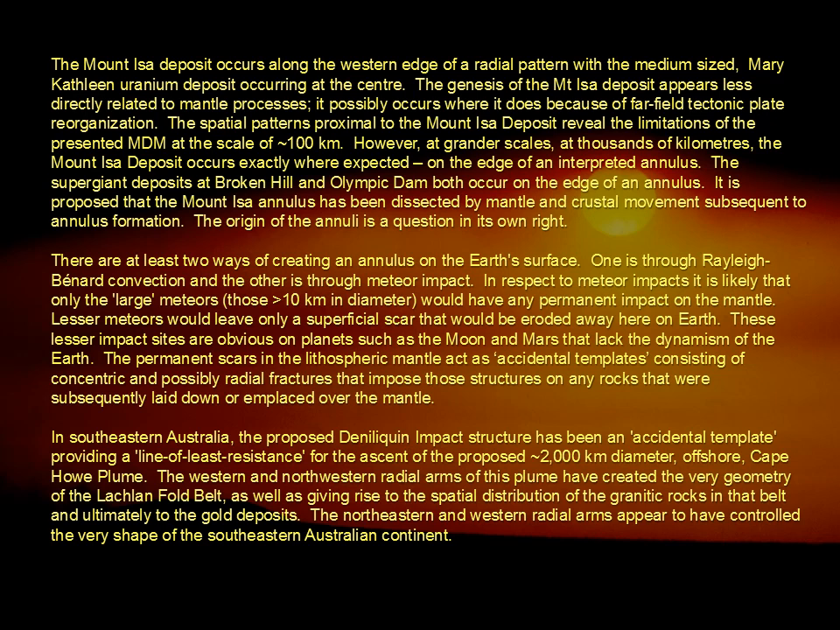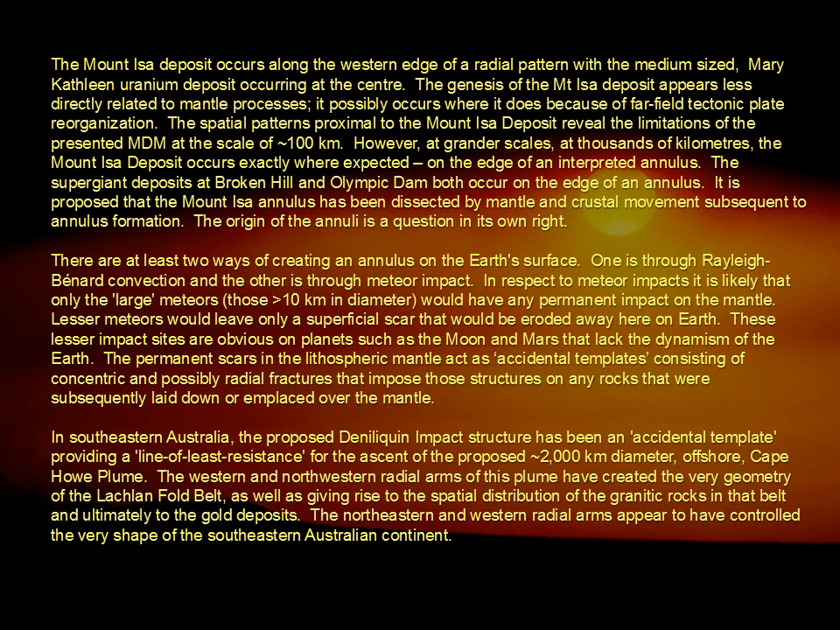The supergiant deposits at Broken Hill and Olympic Dam both occur on the edge of an annulus. It is proposed that the Mount Isa annulus has been dissected by mantle and crustal movement subsequent to annulus formation. The origin of the annuli is a question in its own right. There are at least two ways of creating an annulus on the Earth's surface. One is through Rayleigh-Bénard convection, and the other is through meteor impact.